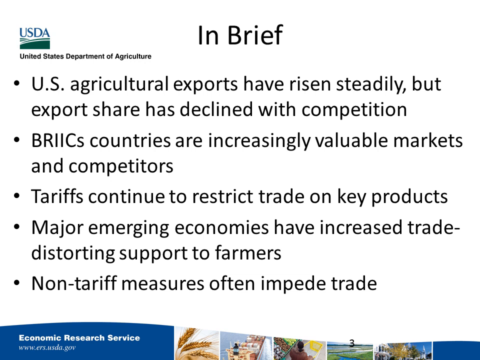The trade increase illustrated in the previous slide has been facilitated by economic growth around the world, as well as advances in communication, information, and transportation technology that have shaped the global economy over the past 20 years in general. There have also been changes in trade policy, including free trade agreements, but tariffs continue to restrict trade on key agricultural products. In addition, major emerging countries have increased the amount of financial support they provide to their farmers that can provide an extra advantage to those producers in international trade. In addition, there's been an increase in the use of government regulations as barriers to agricultural trade. We'll talk about all of these issues.